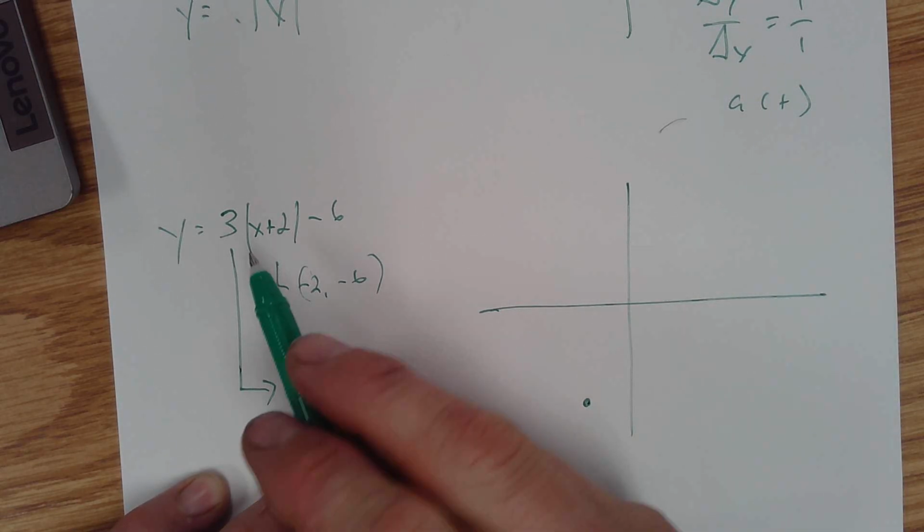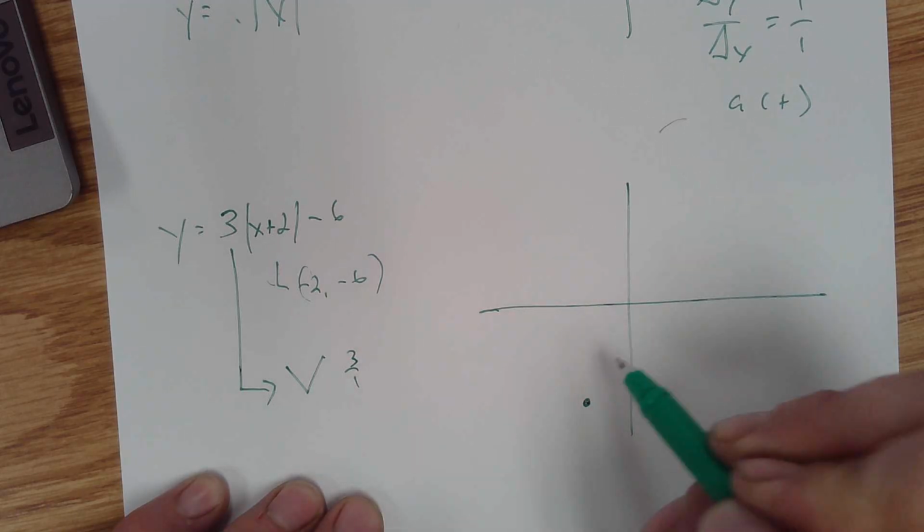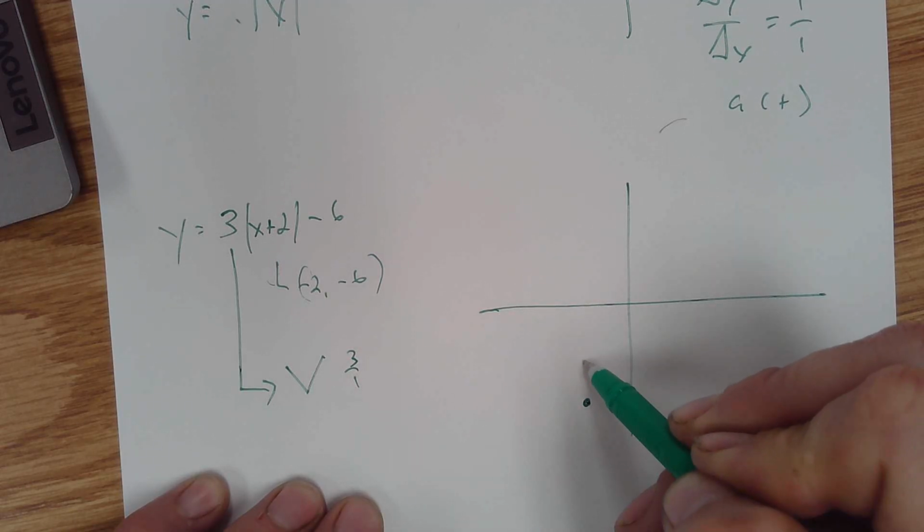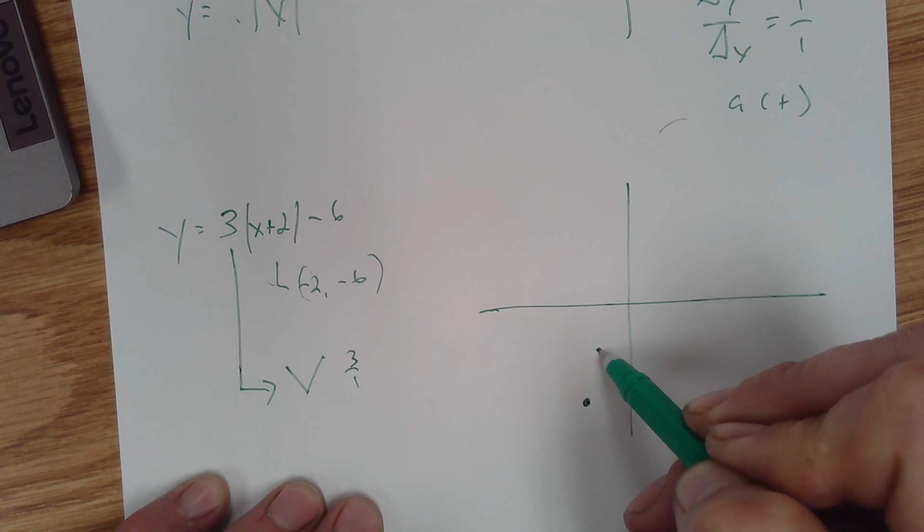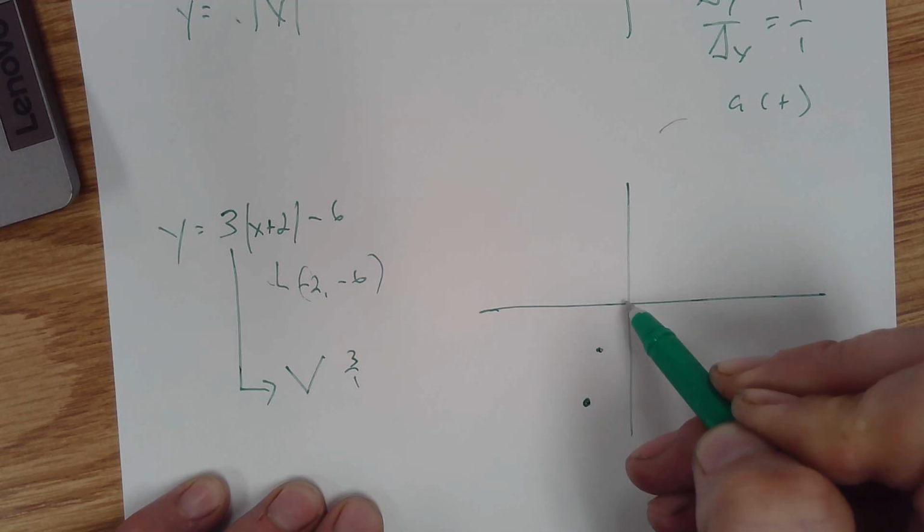So I'm going to go up 3, 1, 2, 3, and over 1. Up 3, 1, 2, 3, and over 1.